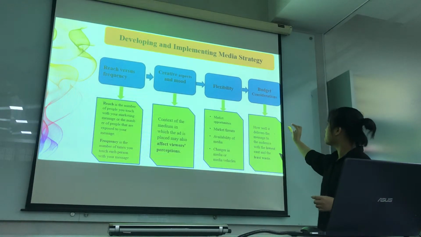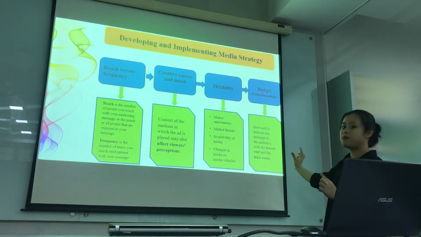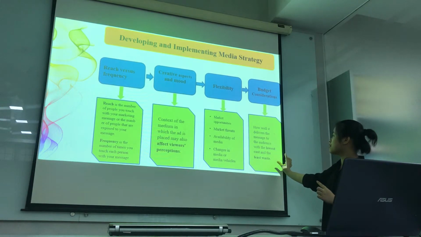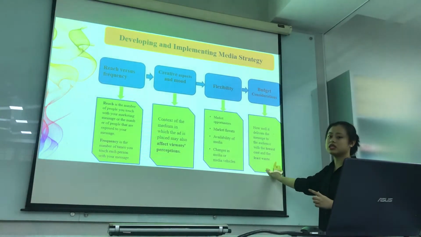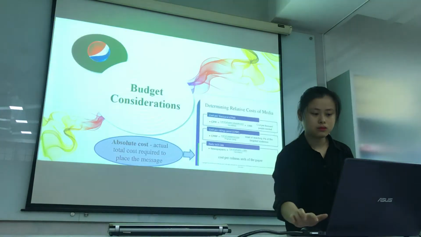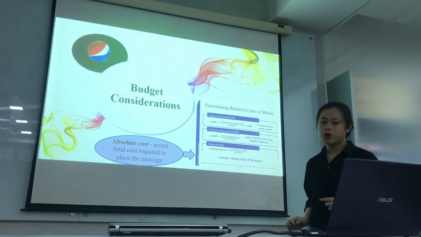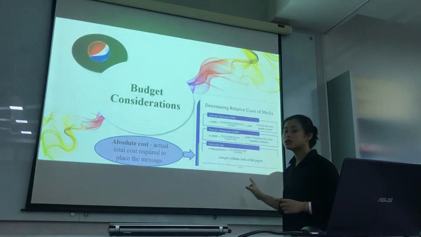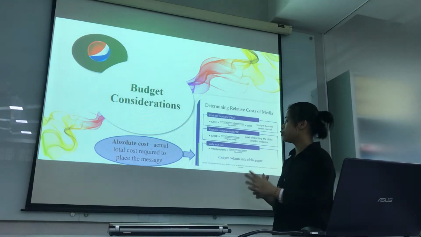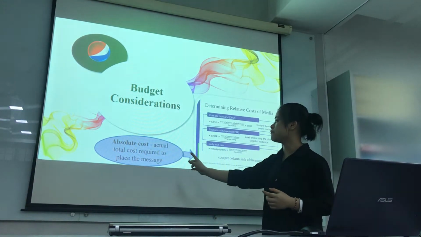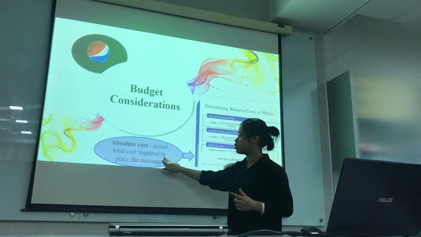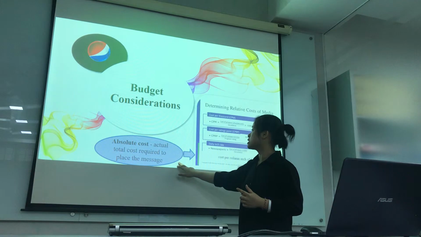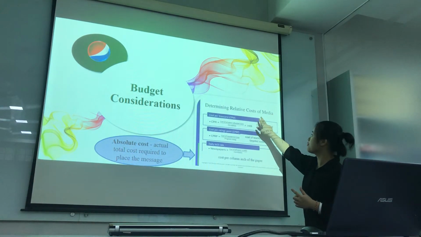The final is budget consideration. It is about how well you deliver the message to the audience with the lowest cost and the least waste. For budget considerations, we have two costs. The first is absolute cost, which is the actual total cost required to place the message. The second is the relative cost.